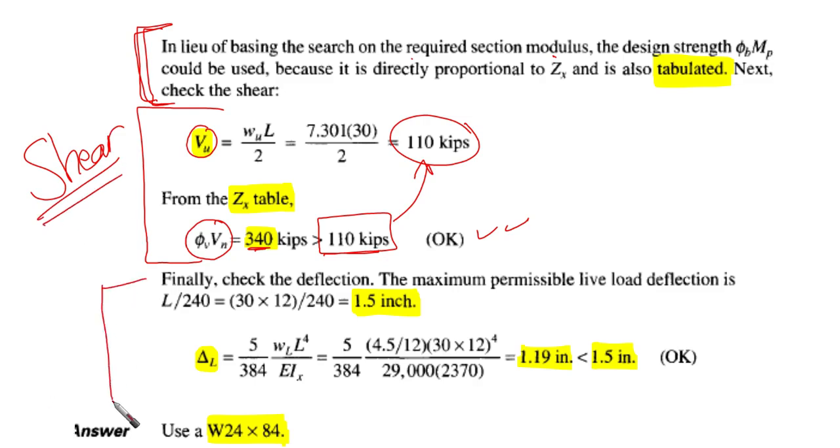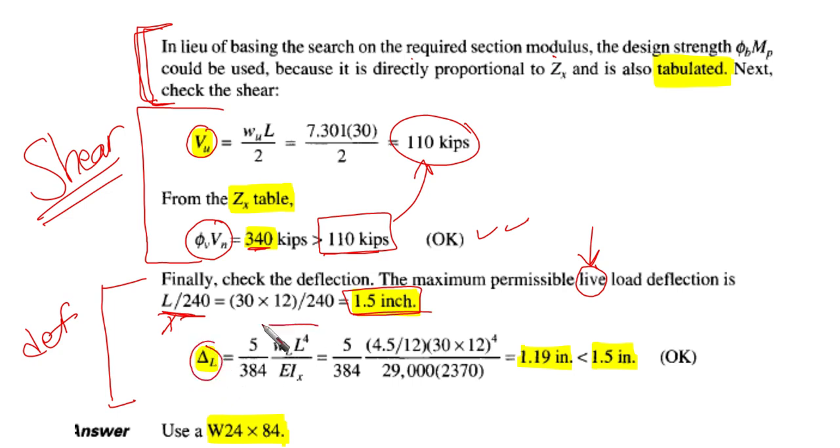The last thing is going to be deflection. Finally, we're going to check the deflection. The maximum permissible live load deflection is L over 240. We're talking about live load here, because as we said, dead load is not going to matter as long as we are having cambering. Even though cambering is not mentioned, it's understood that dead load is not going to be taken into consideration for the steel beam design. And this L over 240 is given already, so the limit is going to be 1.5 inch.